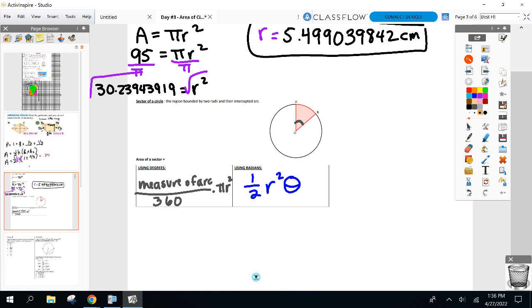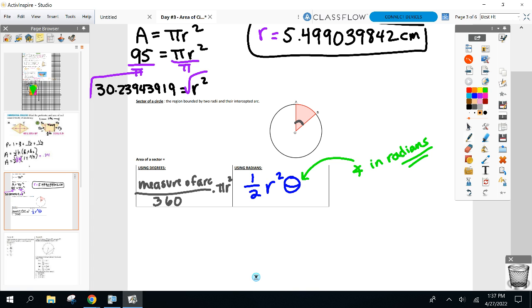Remember what that was called? Theta. What would you plug in for theta? The angle, but in what units? Radians. That's the angle in radians. That's where it would go if I have an angle in radians. All right? So two formulas depending on what the central angle is in, degrees or radians.